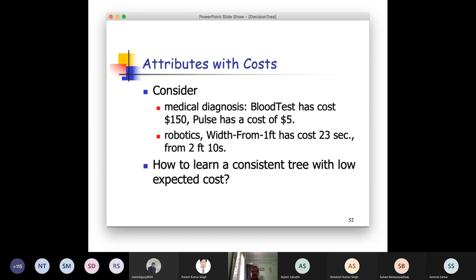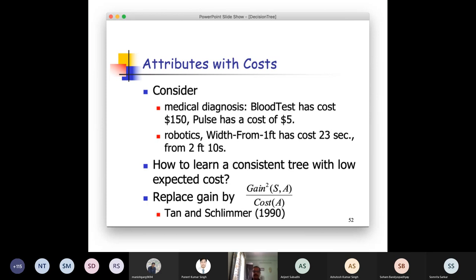So what we should do is learn a consistent tree with low expected cost. That is what we are trying to achieve. So the gain is again normalized by cost. Those costs are also given, and there are certain models for that. So the information gain is normalized in this way and then compared. There is also another model where the cost is normalized in this fashion. These are models people have explored and tried, and they have found, after empirical study, that these are the recommended models.